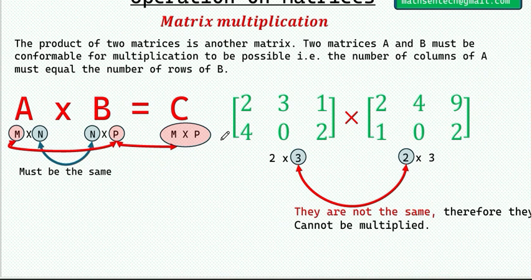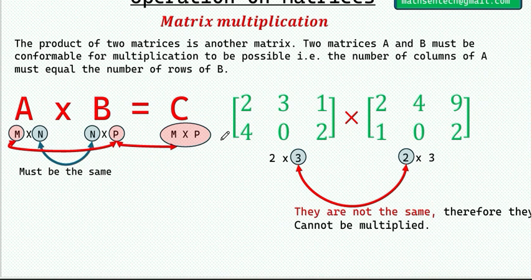Then the second one is a 2 by 3 matrix, so they're the same. But you realize that the columns of the first matrix are 3 and the rows of the second matrix are 2. Meaning they are not the same. Therefore, you cannot multiply them. They have not conformed to the rules of multiplication. Okay? So, the first matrix columns must be equal to the second matrix rows for there to be a multiplication.